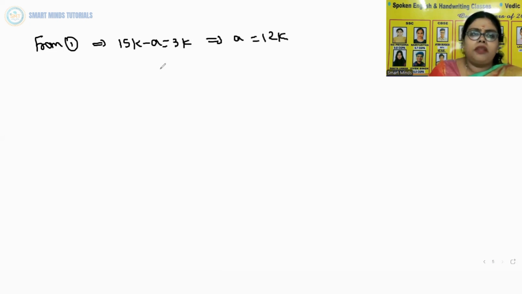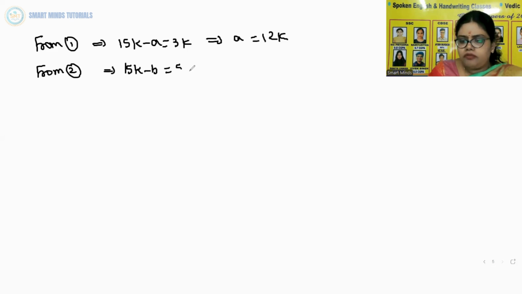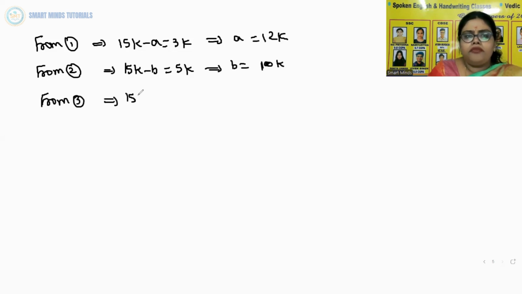Now from equation number 1, we have s - a = 3K. Let us substitute s = 15K. So 15K - a = 3K, so a = 12K. Same way from equation number 2, 15K - b = 5K, b = 10K. Now from equation number 3, 15K - c = 7K. So c = 8K.